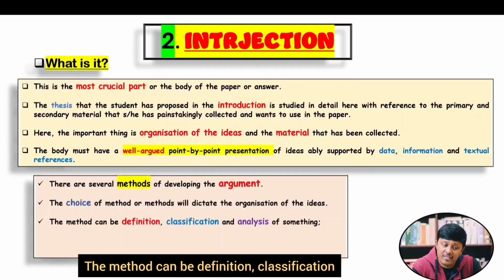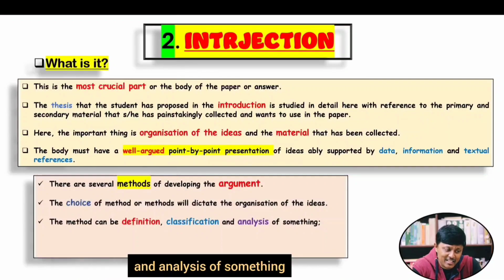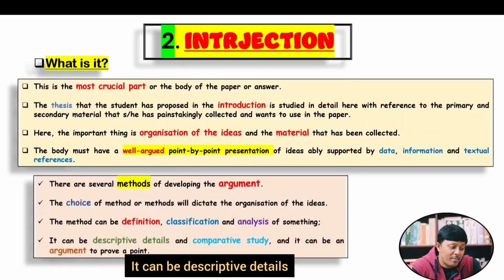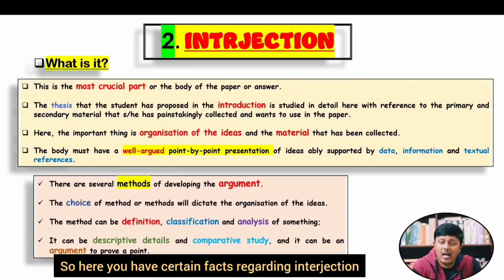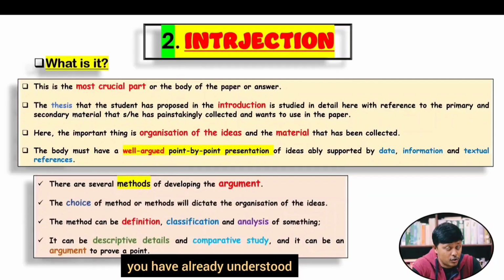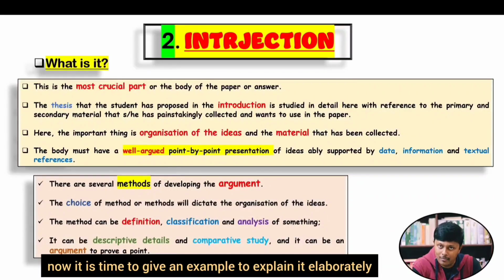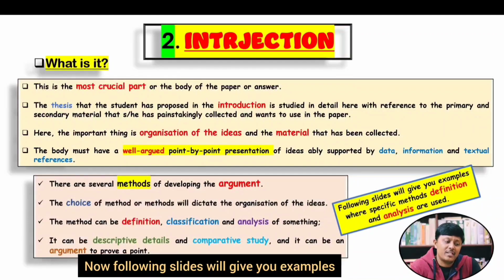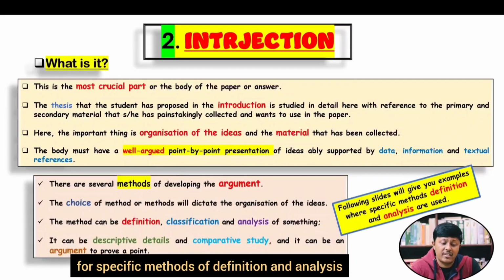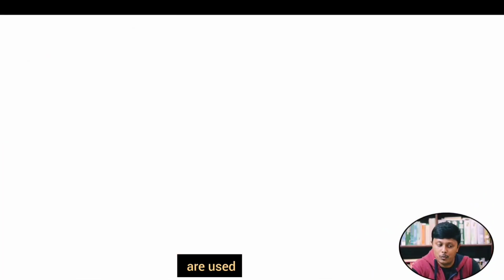The method can be definition, classification, and analysis of something. So these are three parts, roughly. It can be descriptive details and comparative study, and it can be an argument to prove a point. So here you have certain facts regarding interjection. You have already understood what interjection is. Now it is time to give an example to explain it elaborately. The following slides will give you examples where specific methods of definition and analysis are used.